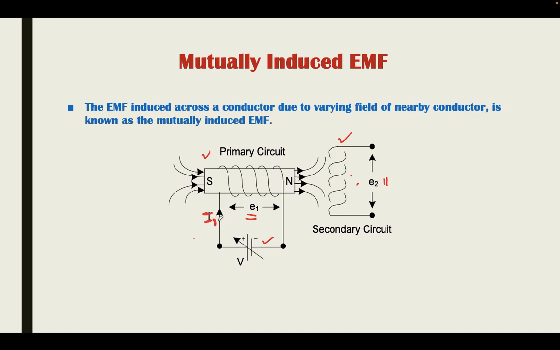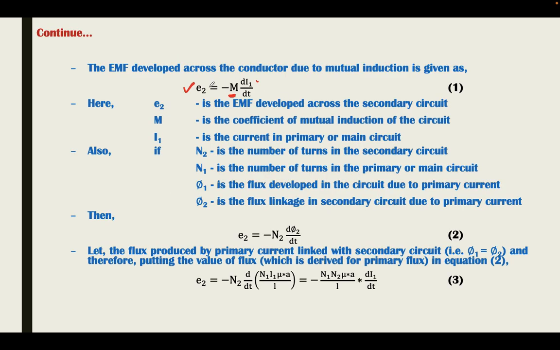Let this current be I1. Because of the rate of change of this flux, an EMF is developed in this conductor, and therefore E2 is written as minus M di1 by dt, where E2 is the EMF developed in the secondary, M is the coefficient of mutual inductance, and I1 is the current in the primary or first conductor. N2 is the number of turns in the secondary, N1 is the number of turns in the primary, phi1 is the flux developed by the primary or the first coil, and phi2 is the flux linking the secondary due to the flux in the primary or first coil.